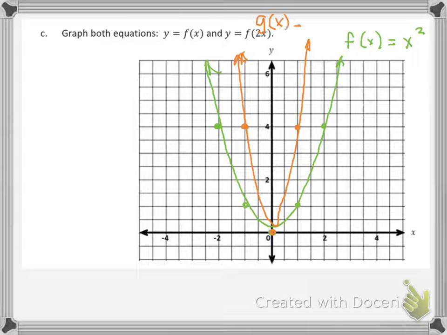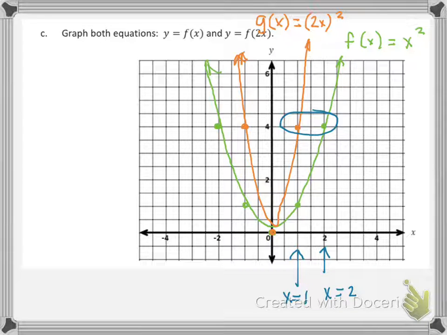g of x is equal to 2x squared. And you can notice that the g of x graph is narrower. It's closer together. And if we look at these two points here that have the same output, they both have the output of 4. The g of x, x value is a 1, and the f of x, x value is a 2.